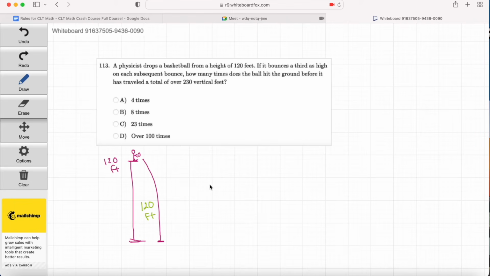Okay. It's going to bounce. But notice the question says, if it bounces a third as high on each subsequent bounce. Okay. So it's going to bounce up, but it's only going to bounce up a third as high as it was. What's the height of the ball going to be at its maximum after it bounces? It's going to be a third as high. I mean, before we even try to calculate, just draw it. What would a third as high look like? Something like that. That's close to half. I'm going to make it a little bit smaller.